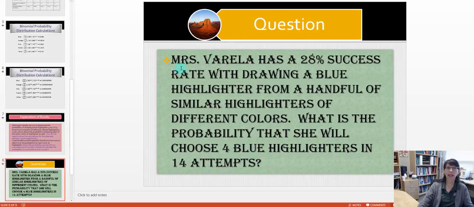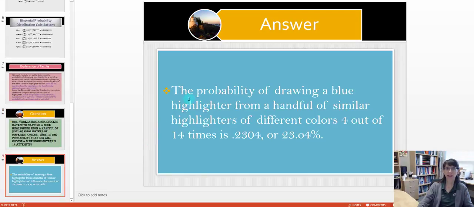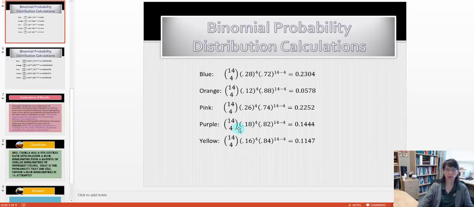So the question I'm asking is, Mrs. Varela has a 28% success rate with drawing a blue highlighter from a handful of similar highlighters of different colors. What is the probability that she will choose 4 blue highlighters in 14 attempts? And the answer is the probability of drawing a blue highlighter from a handful of similar highlighters of different colors 4 out of 14 times is 0.2304, or 23.04%.